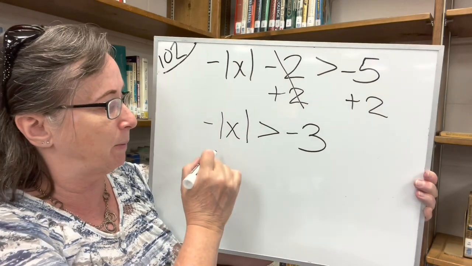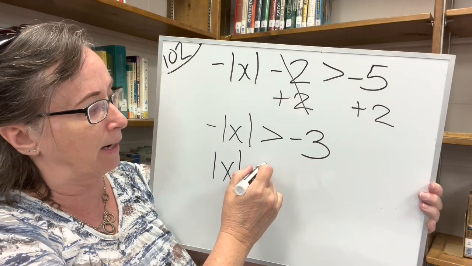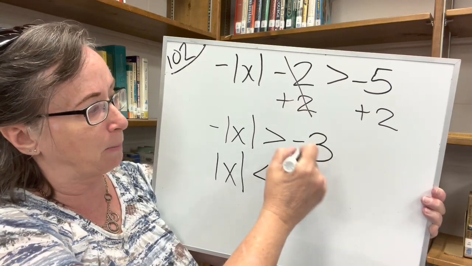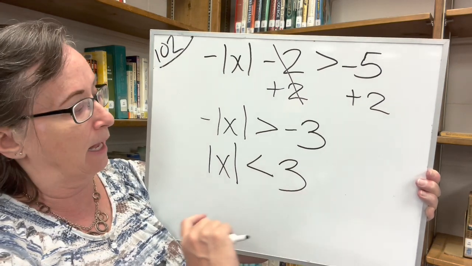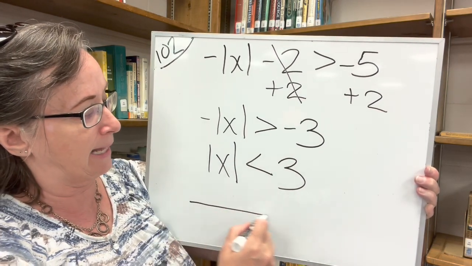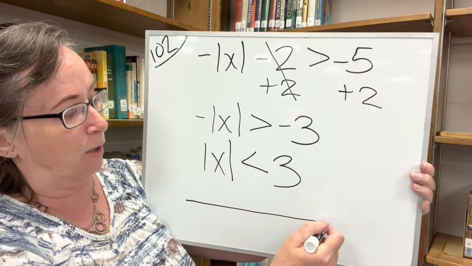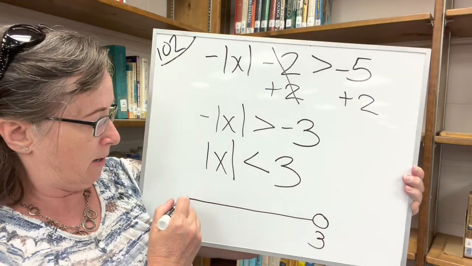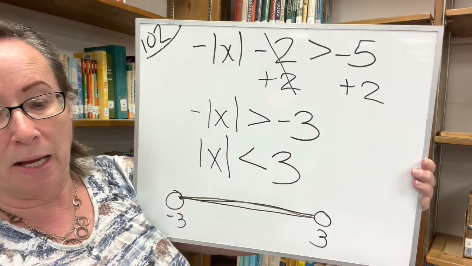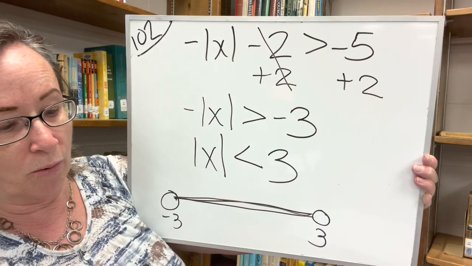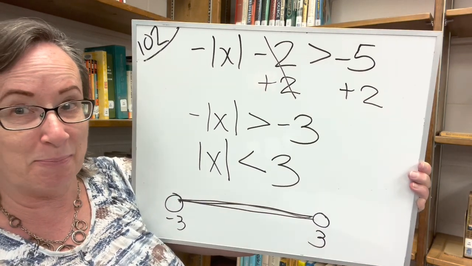So I multiply this one by negative 1, I get absolute value of x. I flip the sign around and I multiply this one by negative 1, and I get absolute value of x is less than 3. Less than is between again, but it's now less than, so we're going to have an open circle on 3, open circle on negative 3, and graphed in between. So that is the last example.